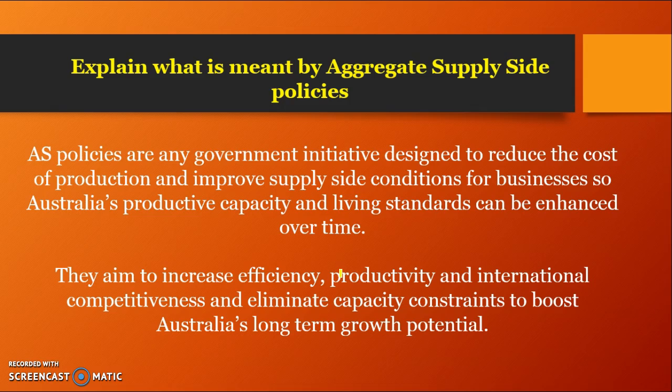So what is meant by aggregate supply side policies? Aggregate supply policies are any government initiative, so policies implemented by the government, designed to reduce the cost of production for businesses and improve supply side conditions for businesses, with the intent of boosting our overall productive capacity and living standards. The aim of these policies is generally to boost productivity and our international competitiveness and eliminate any what we call capacity constraints, which is like when we don't have enough supply to meet demand.